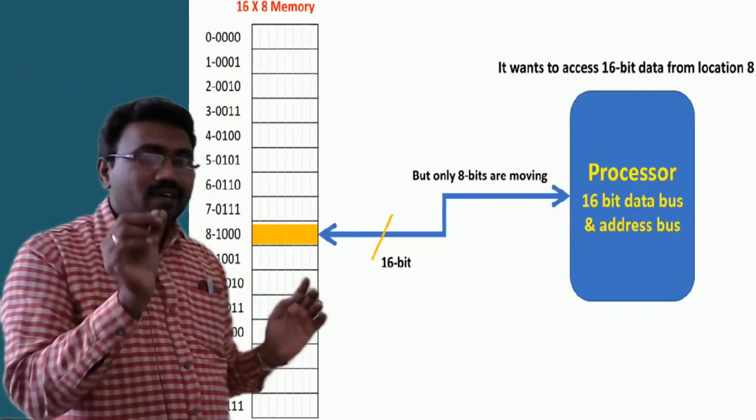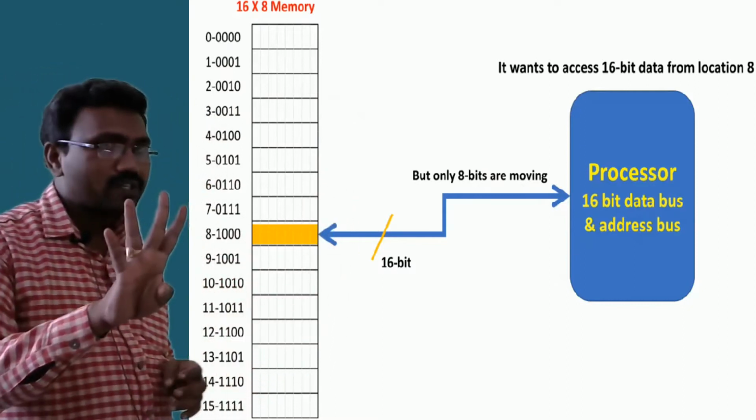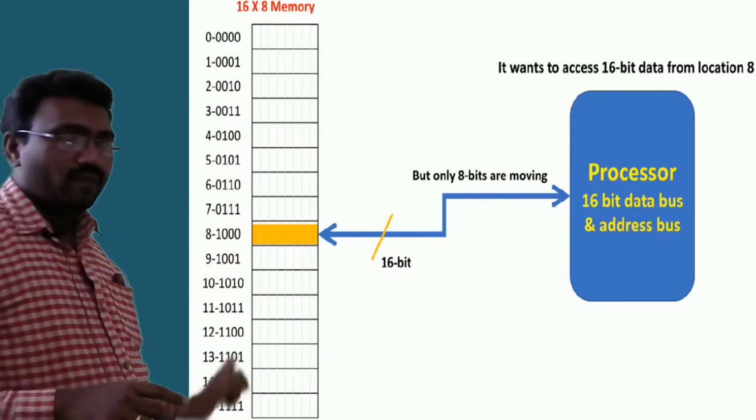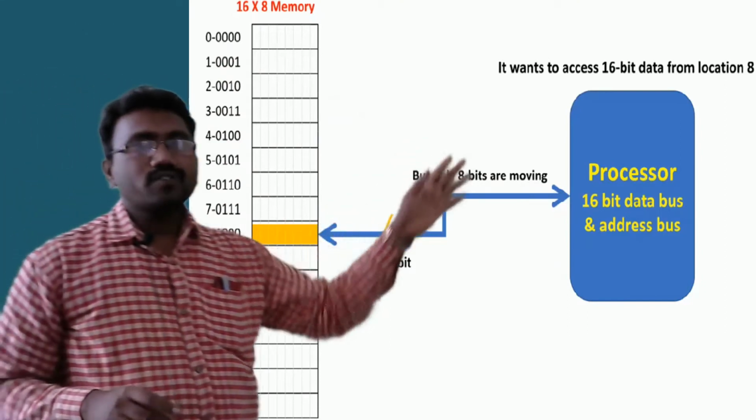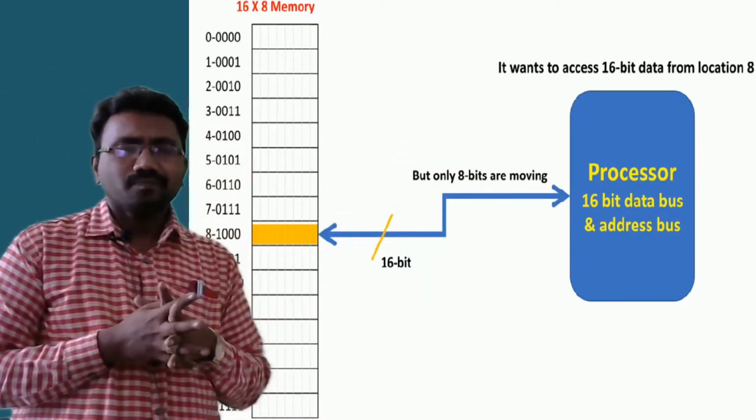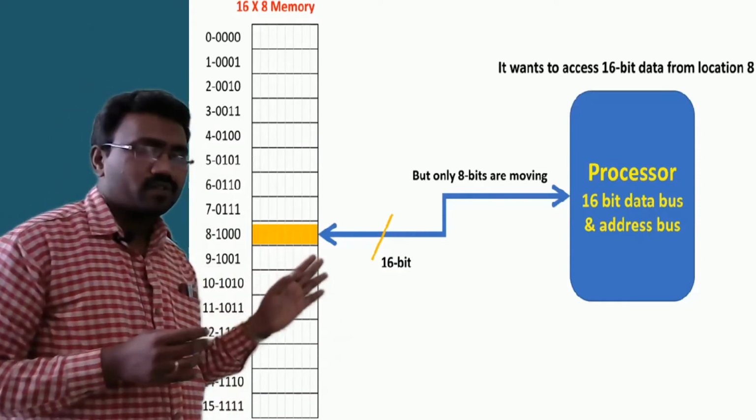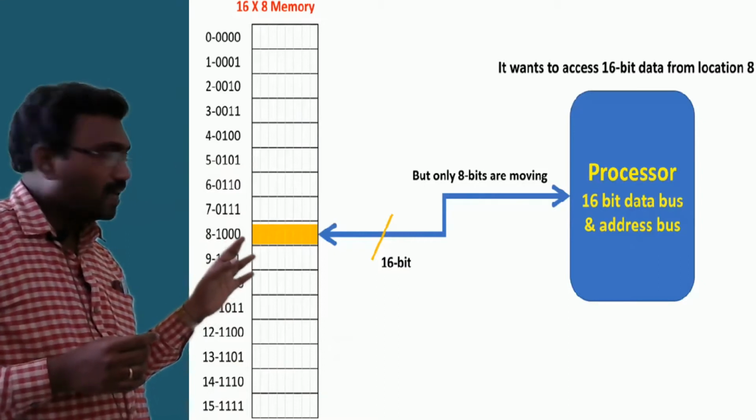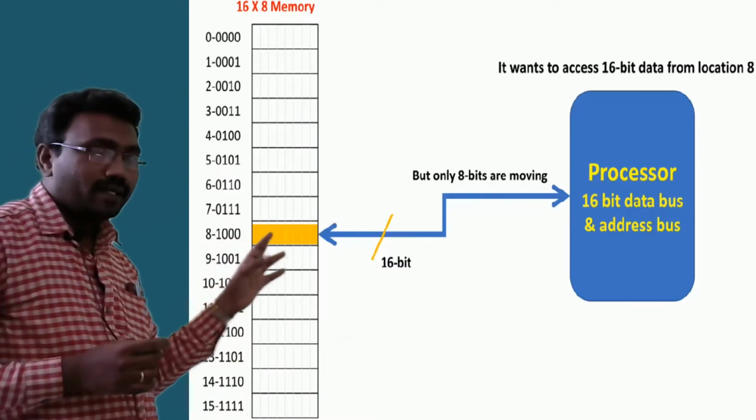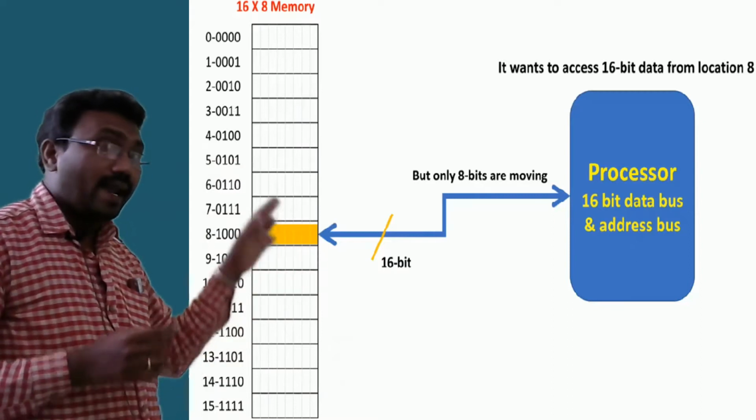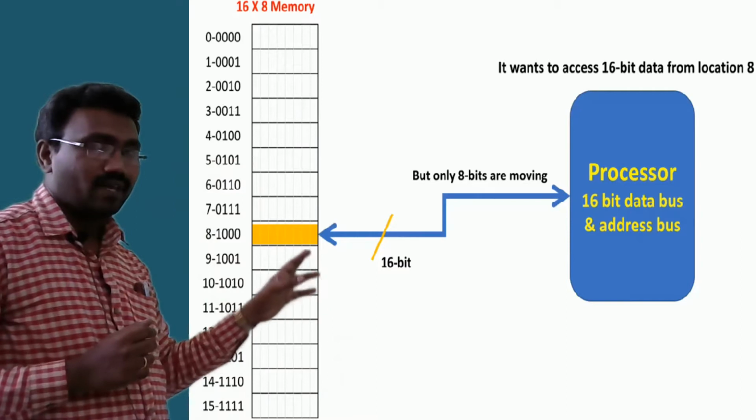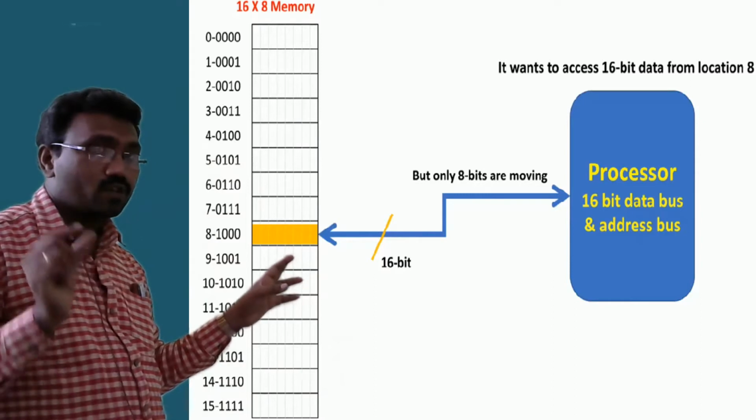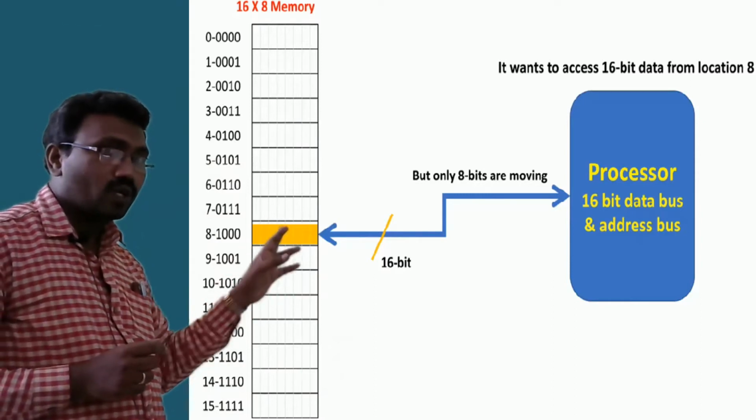How many address bits are required to specify one address out of 16? 4 bits are required. That's why 0000, 0001, 0010 up to 1111, that is 0 to 15. Here, suppose the processor wants to access 16 bits of data from the 8th location. 8 bits, 1 byte, are available in the 8th address. The next higher byte is available in the 9th address. The processor wants to access the 8th and 9th locations, total 16 bits.